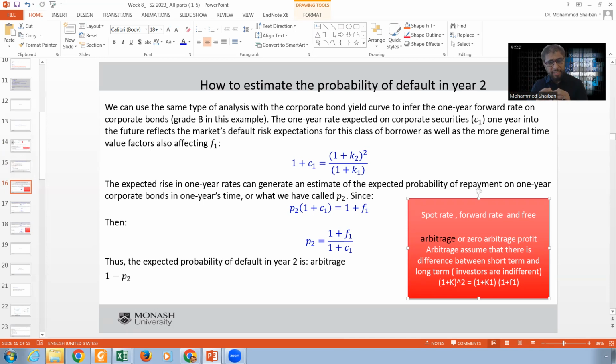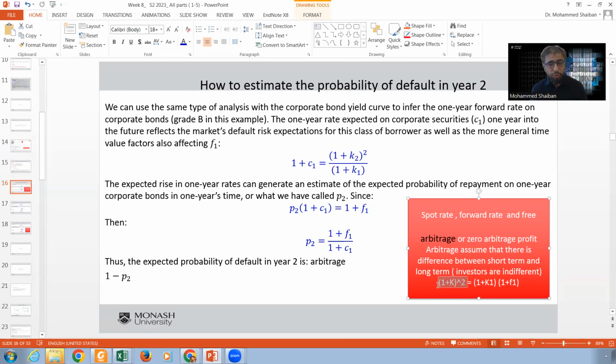Taking advantage of the difference in prices by some informed investors makes what we call arbitrage profit. But if there is free arbitrage, which means arbitrage is zero, then in this case, if you look at K, for example, you can apply this to I or K.